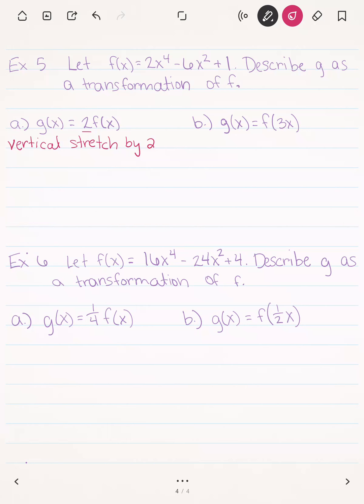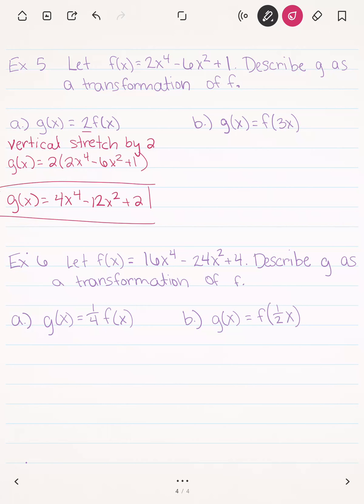By 2. So how we do this is I have my g of x equals 2, and then whatever f of x is. So f of x is 2x to the fourth minus 6x squared plus 1. And then I have to distribute it. So I get g of x equals 4x to the fourth minus 12x squared plus 2. And this is my new equation with my description of saying it's a vertical stretch.